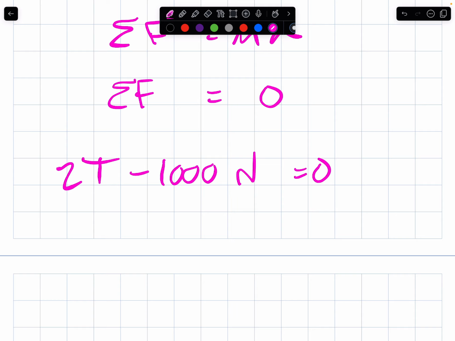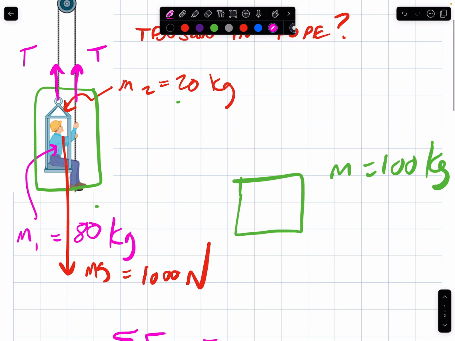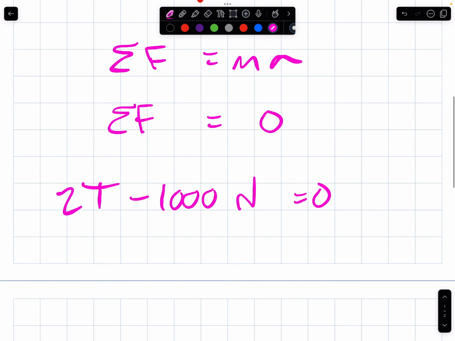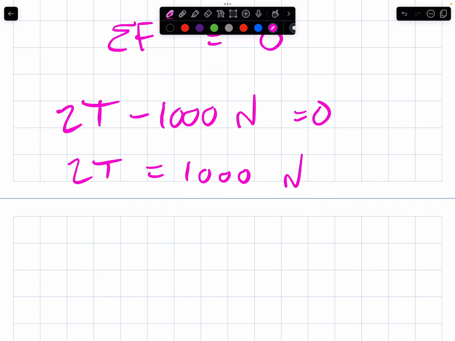The total upward force has got to be the same as the total downward force. And since the tension in these two sections of the rope are the same, yeah, he's only exerting half the weight of this whole contraption to keep him from falling down. So 2T minus 1,000 is 0. That means that 2T is equal to 1,000 newtons. That means that the tension in the rope is just 500 newtons.